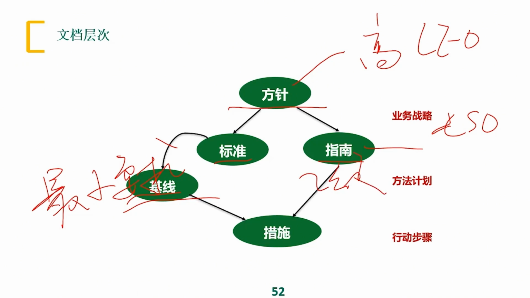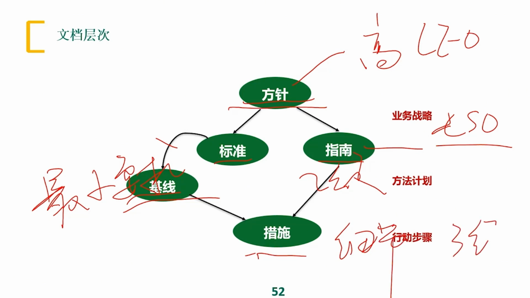We can call the standards, guidelines, and baseline secondary documents, generally made by the manager of the security department or the chief security officer. Then the primary document is the policy and strategy we just mentioned. How to do it specifically? These are measures, some operation manuals, some configuration documents, including some specific measures, some details. We call this part the tertiary document, that is, the security of the entire organization.